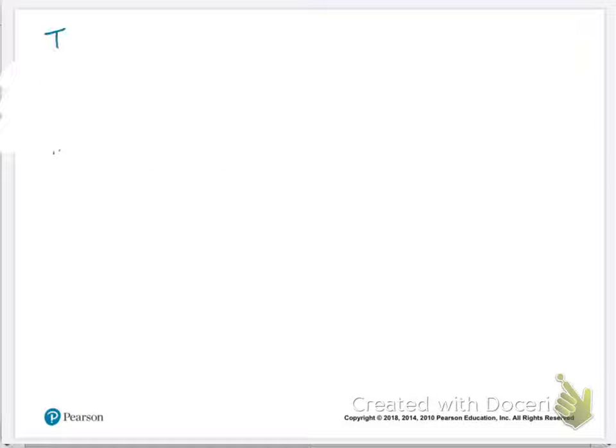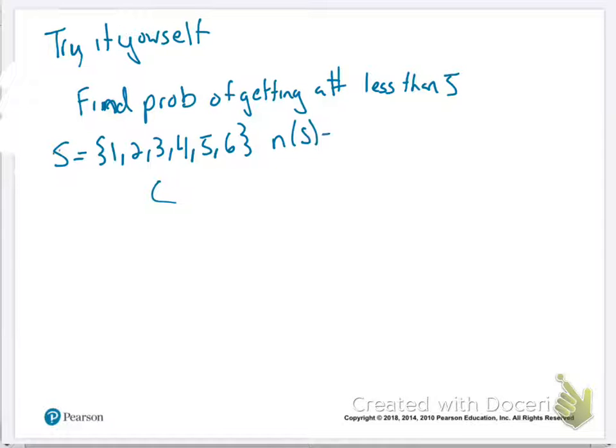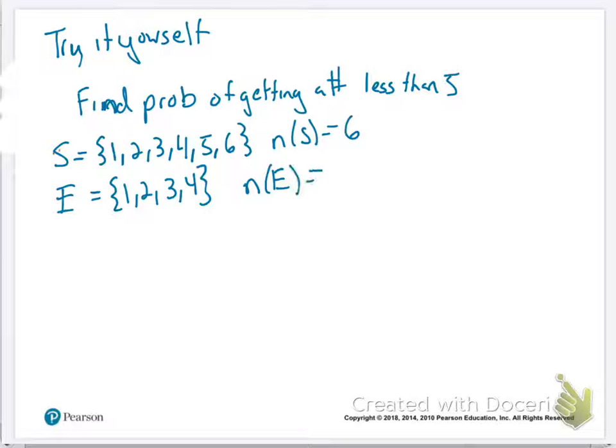So next up, you have a try it yourself. Here we have a die is rolled, find the probability of getting a number less than 5. So our sample space again is 1, 2, 3, 4, 5, 6. The number in our sample space is 6. And then our event, a number less than 5, that's 1, 2, 3, 4, not including 5. So the number in our event is 4. So we want to find our probability of E, which is n of E over n of S. So that gives me 4 over 6, which is 2/3.